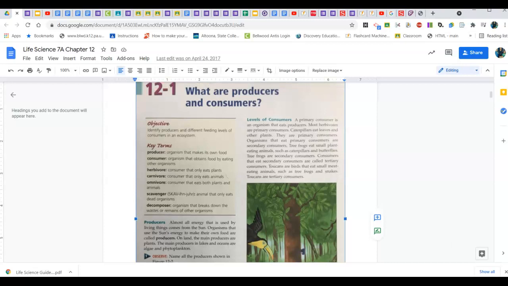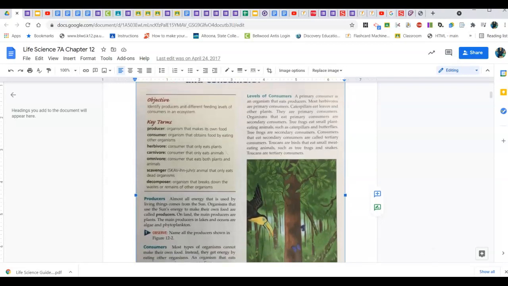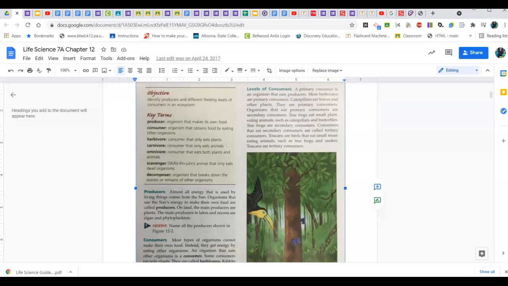Levels of consumers. A primary consumer is an organism that eats producers. Most herbivores are primary consumers. Caterpillars eat leaves and other plants. They are primary consumers. Organisms that eat primary consumers are secondary consumers. Tree frogs eat small plant-eating animals such as caterpillars and butterflies.